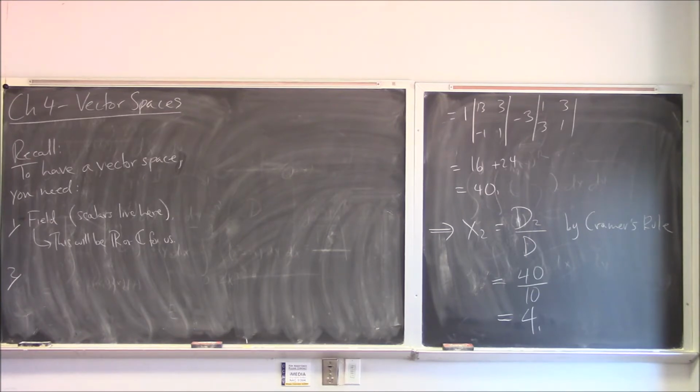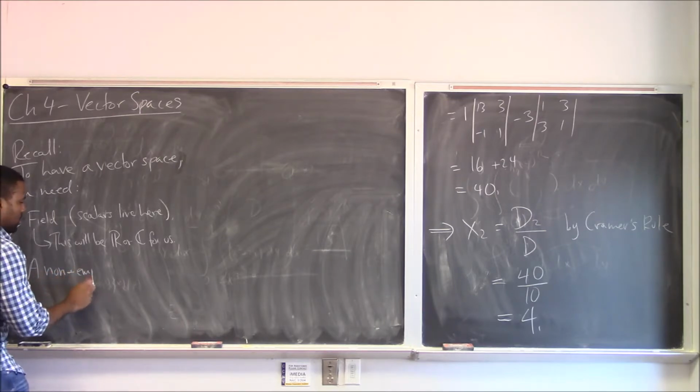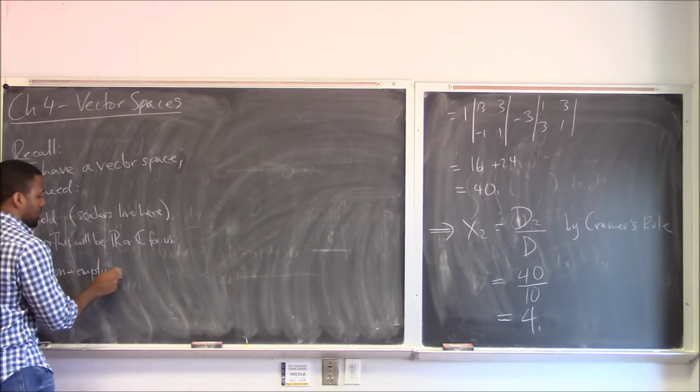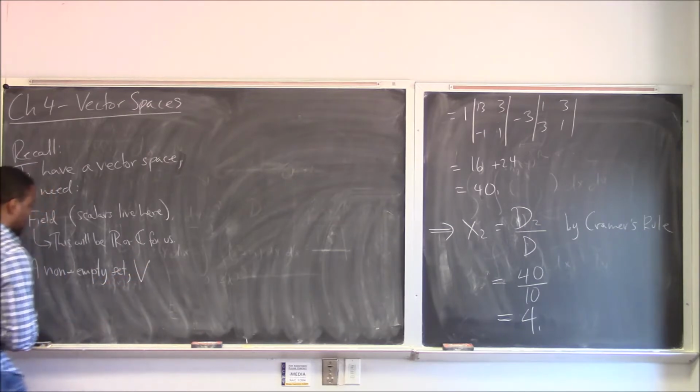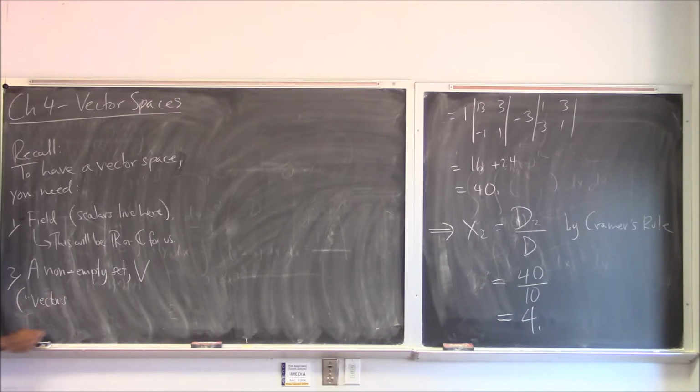You need addition and multiplication, some sort of definition, and another set. You need a non-empty set, call it V, and your vectors live here. These are just the elements of this set.